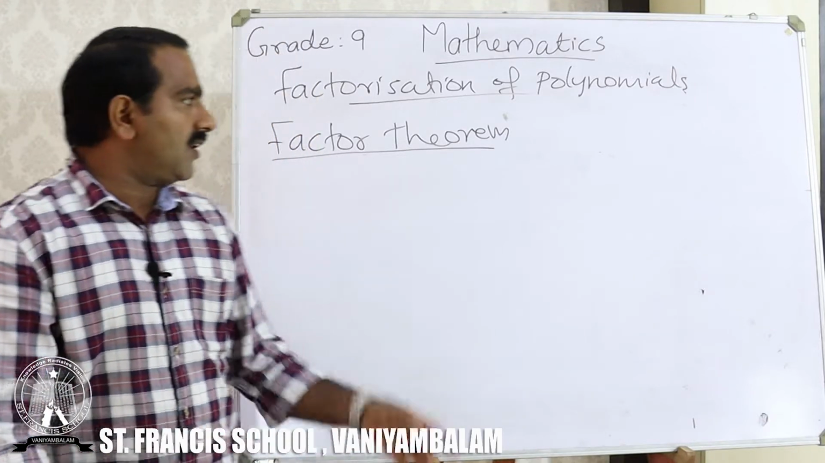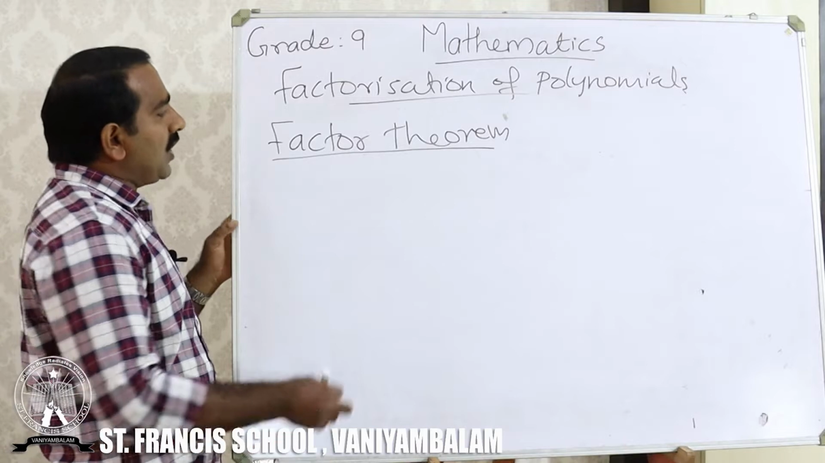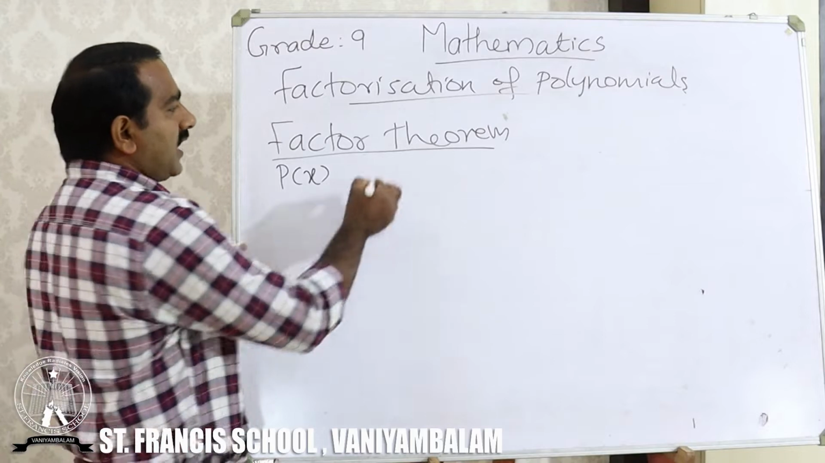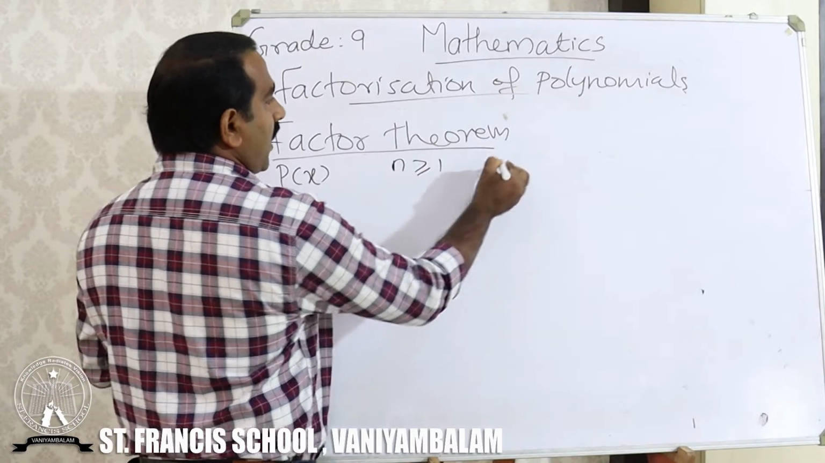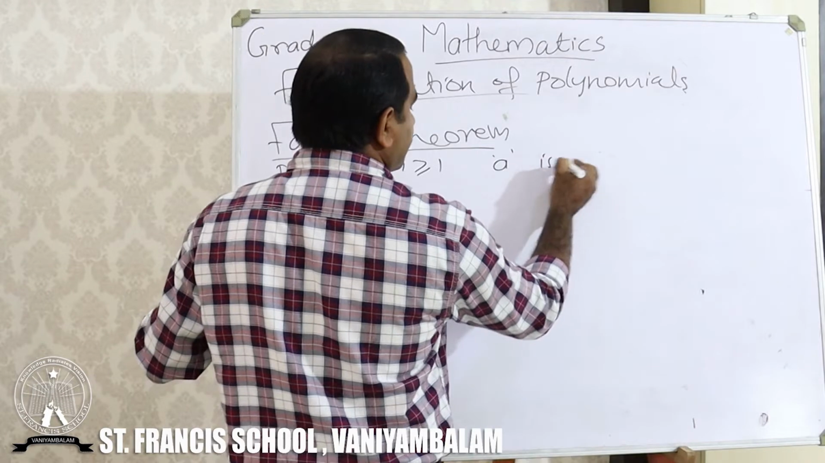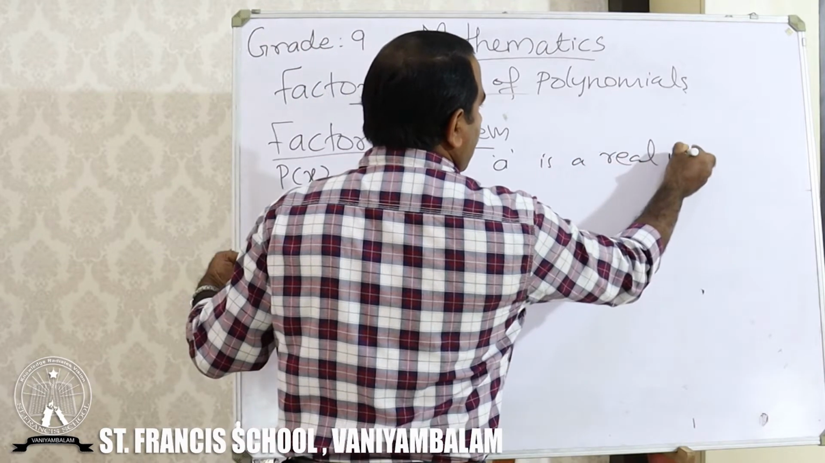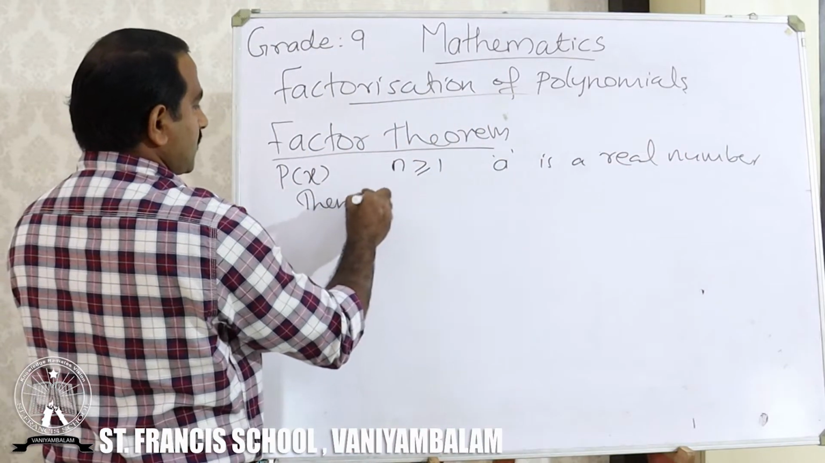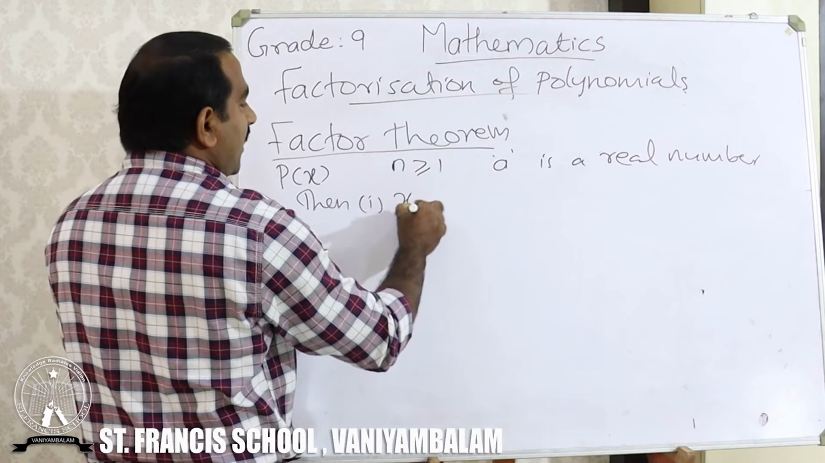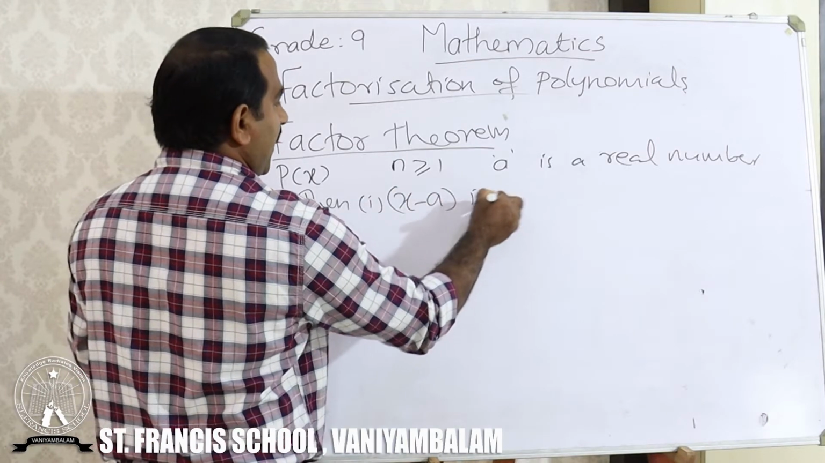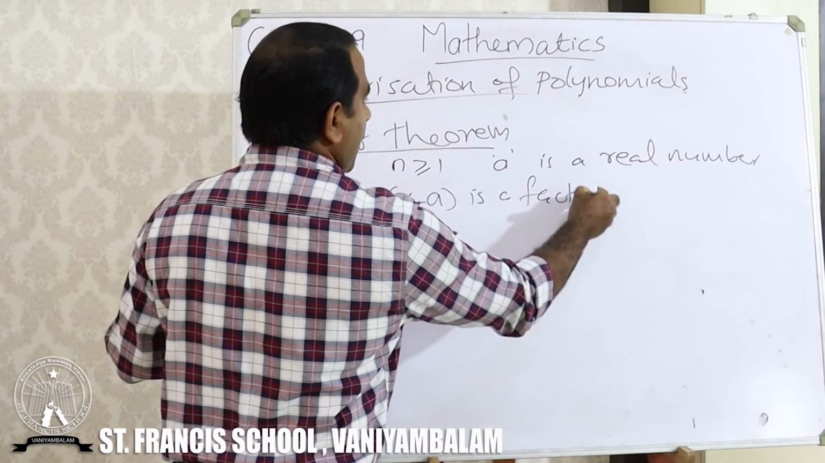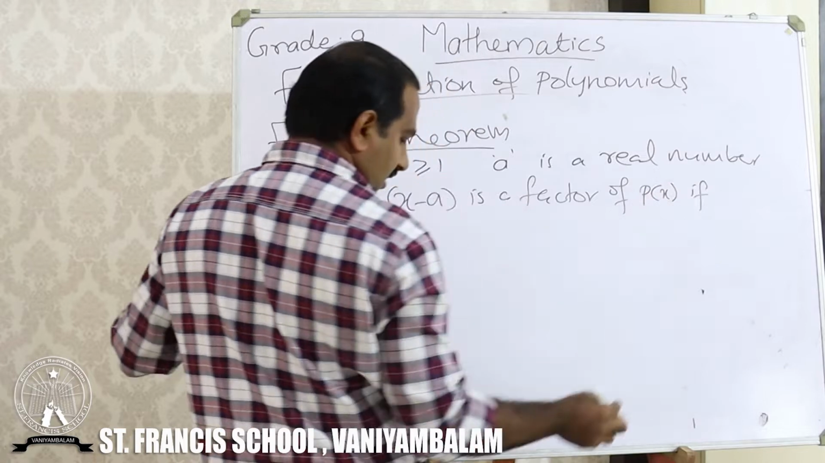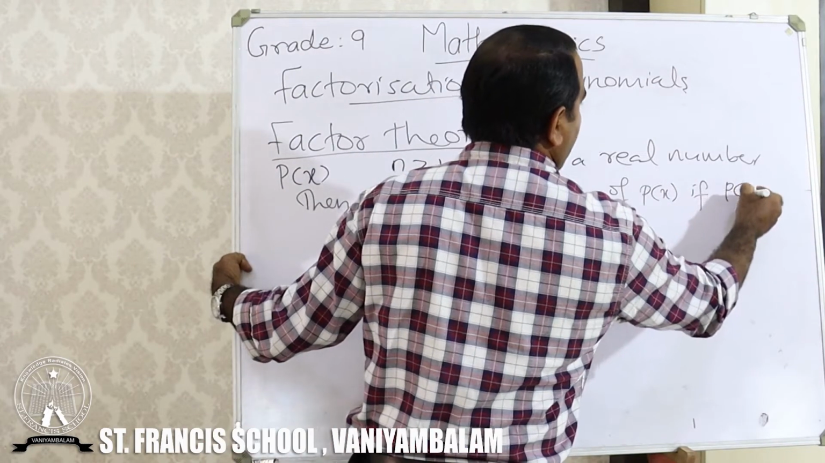First the statement of the factor theorem. Factor theorem says that P of x is a polynomial of degree n, that is greater than or equal to 1, and a is a real number. Then first, x minus a is a factor of P of x if P of a equal to 0.